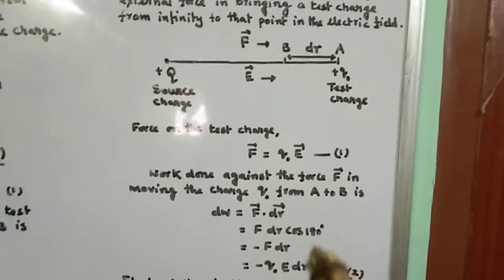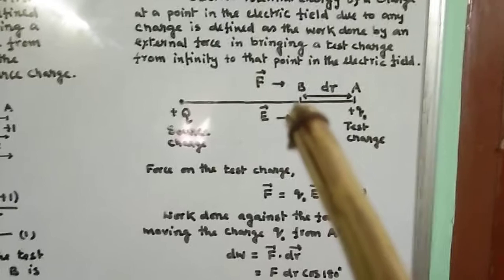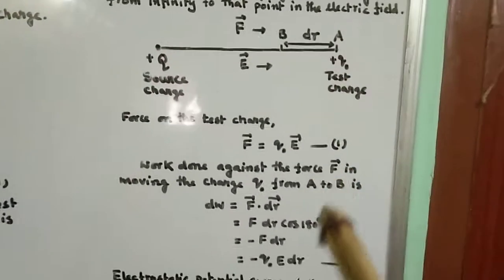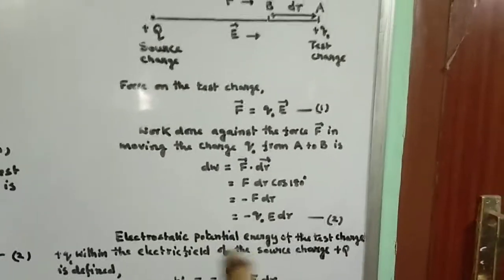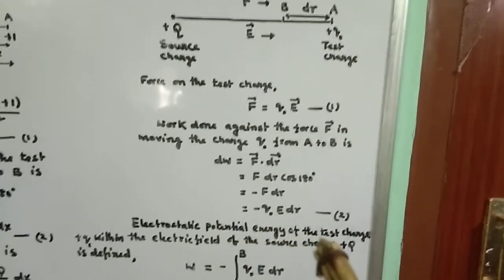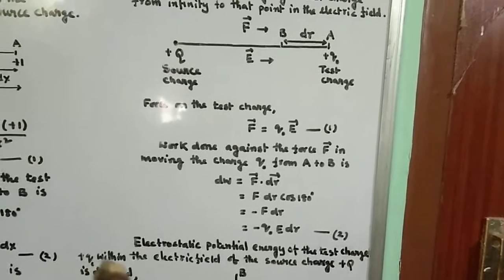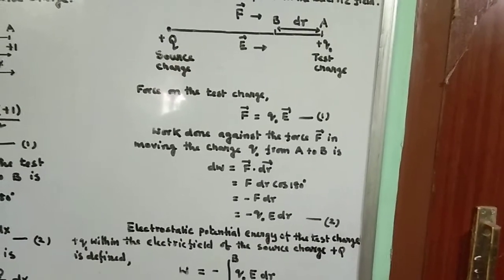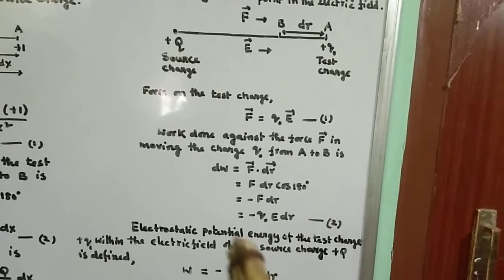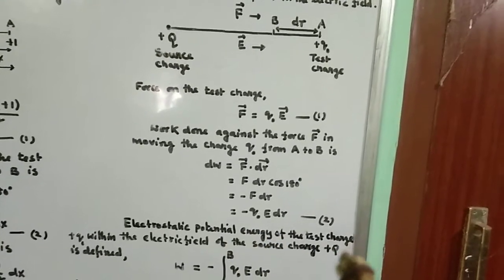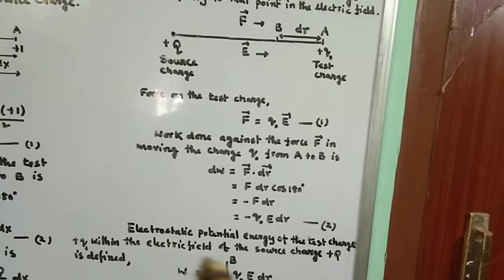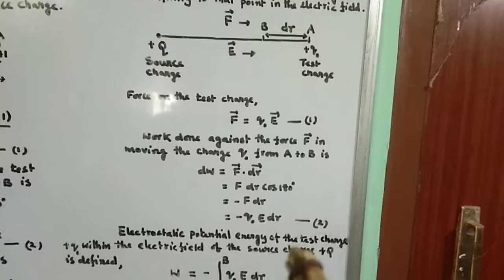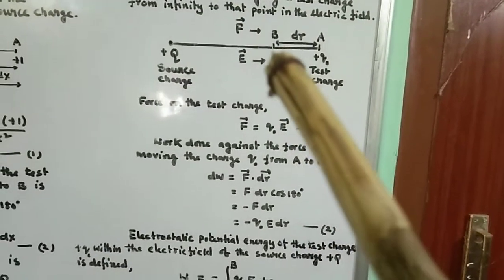So as per the definition, if you have to define the potential energy at B, you have to consider A is your infinity. So you see this one, electrostatic potential energy of the test charge plus Q naught within the electric field of the source charge plus Q is defined. So electrostatic potential energy we are trying to define at the point B.